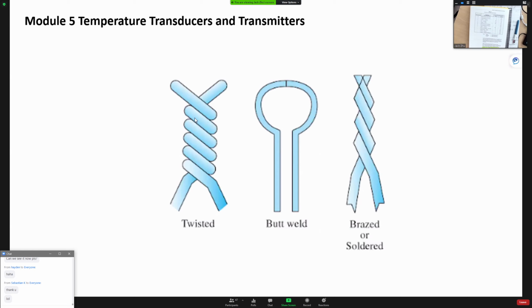For the hot junction, you can just twist the wires, or you can weld the wires, or you can solder the wires together. For an actual application, you probably want to weld them or solder them together. It will make them more stable and connected.